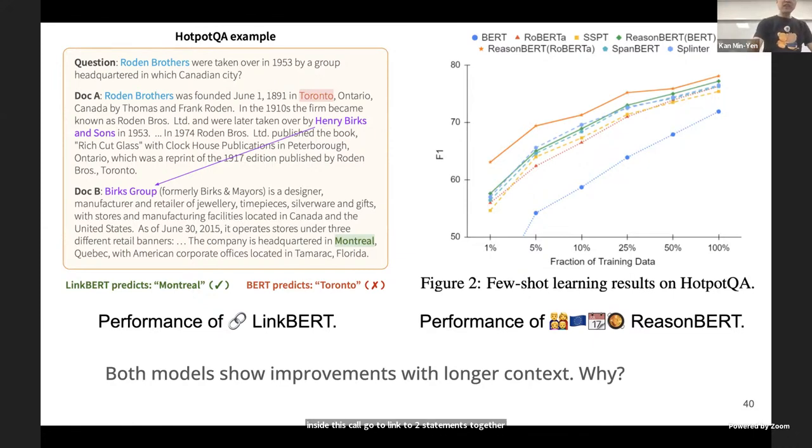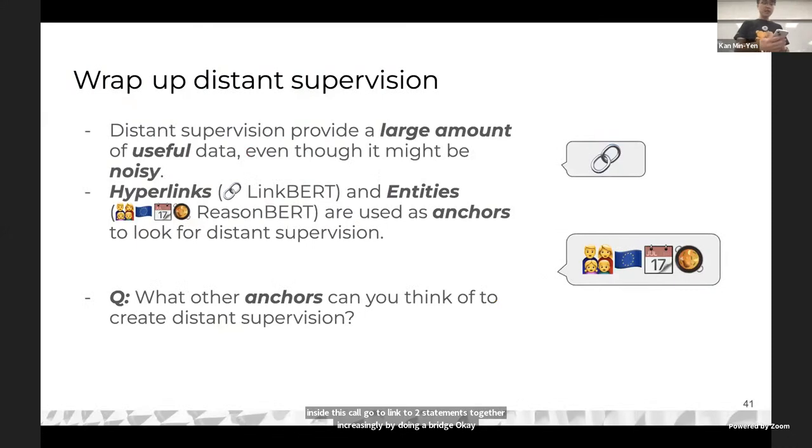Okay. I think we are still on time. So let's wrap up this session. So distance supervision is what? It's a mechanism to provide a large amount of useful data, even though it could be noisy. So we've introduced two works. Michi used hyperlinks and Xiang used entities to serve as anchors to look for distance supervision. So my takeaway for you guys is to encourage you to think about what other anchors you can think of to use to create distance supervision for large language models.